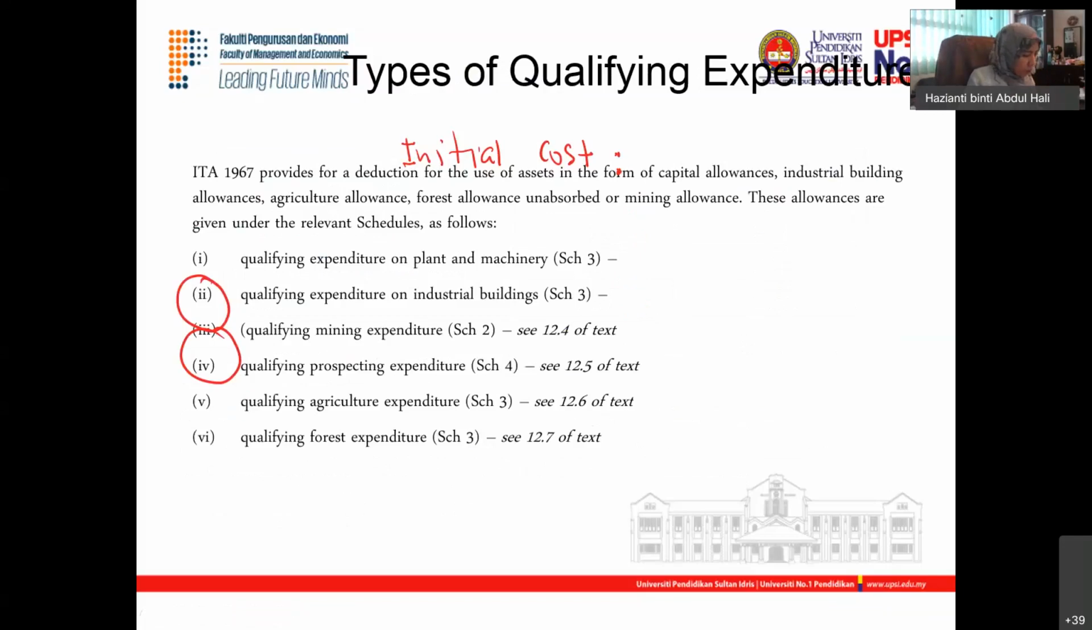Okay, but before we can calculate the capital allowance, first of all we need to know what they call qualifying expenditure. Expenditure that can be qualified that will help us calculate the capital allowance. Okay, there are many here. So I think for you, I will only do number 1. Plant and machinery only. Industrial building is not necessary.